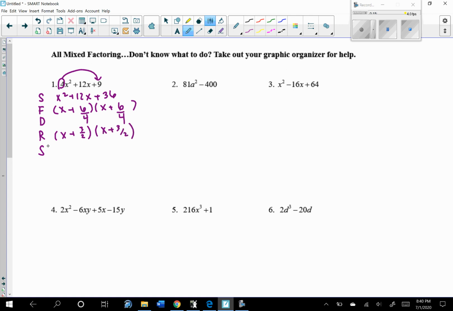And then S stands for swing the number in front. We can't leave our fractions like this because if we multiply it out, it does not equal this. So that 2 goes in front. So this becomes 2x plus 3 times 2x plus 3.